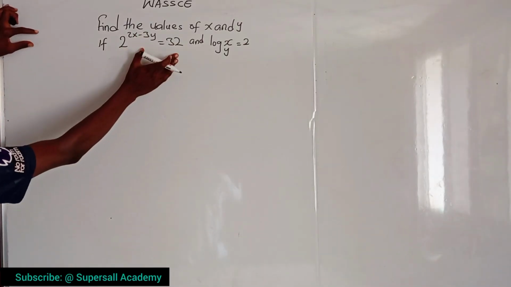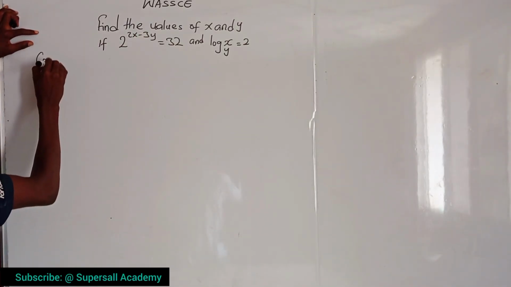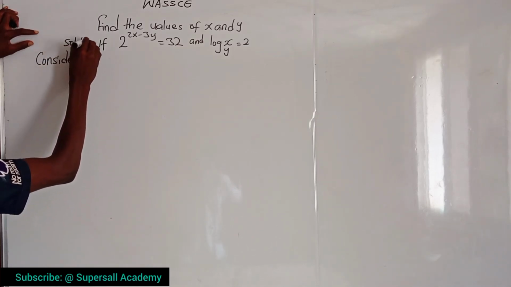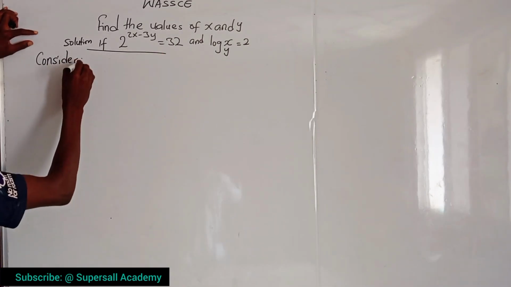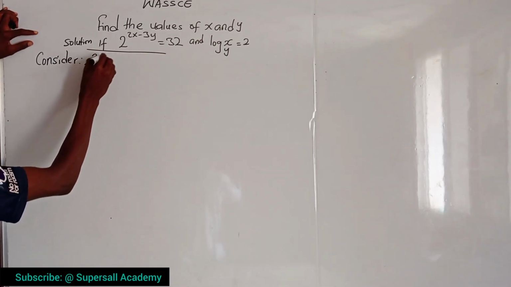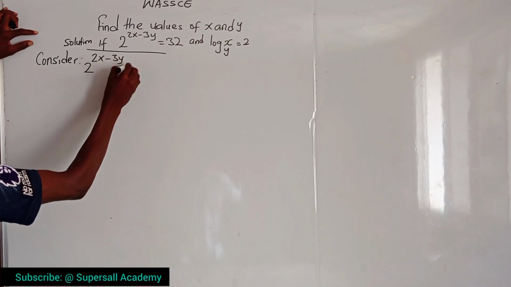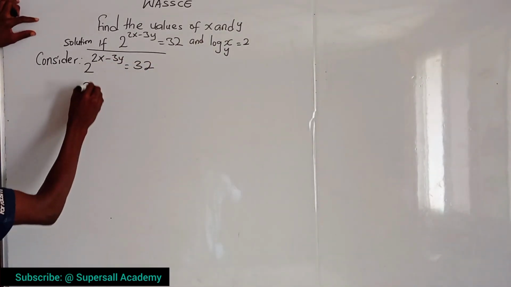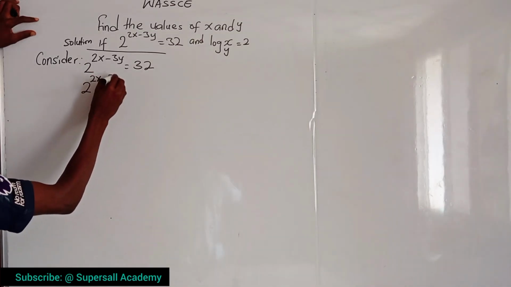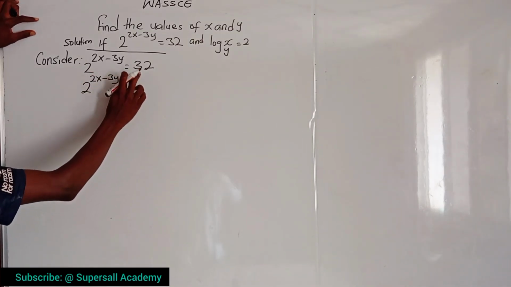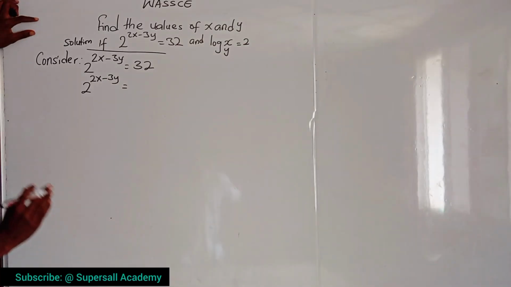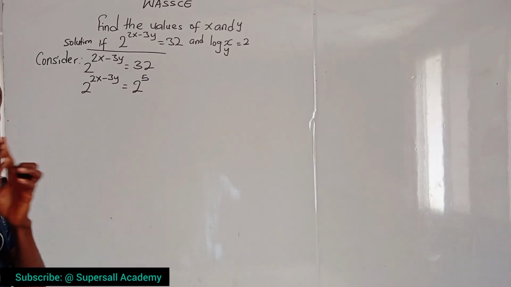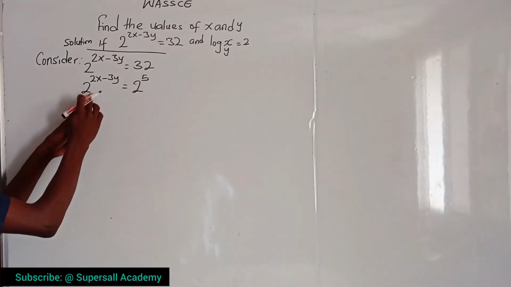So firstly, let's consider the solution. We consider 2 raised to the power 2x minus 3y equals 32. This could be expressed in terms of index as 2 raised to the power 5. That is the first step you need to do in order to have the same base.